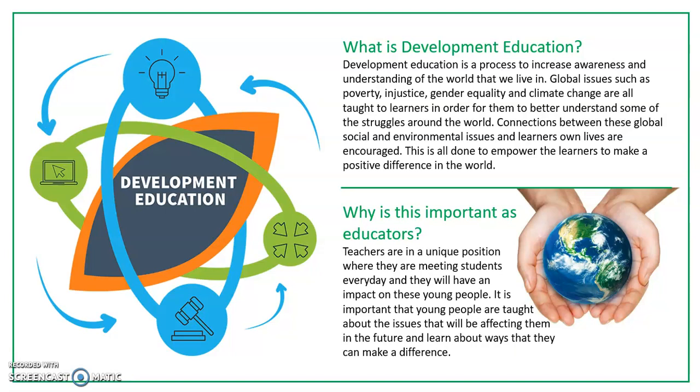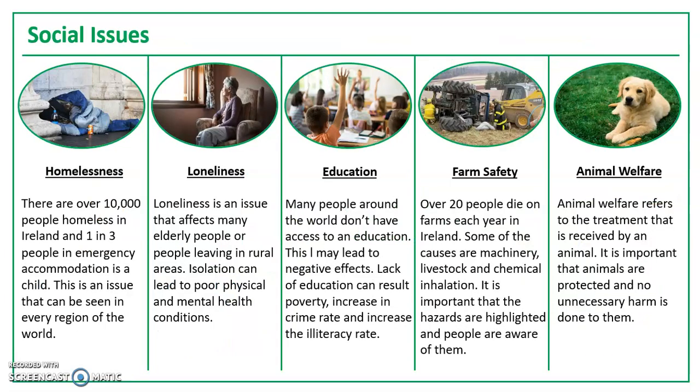So then moving on, we are looking at some of the social issues of development education. I picked out five of the main social issues that you might see in Ireland, like homelessness, especially, which is very important at the moment, especially if you had young people that were in emergency accommodation. Loneliness as well, especially with old people, and how it can obviously lead to poor physical and mental health. And then education, the amount of people around the world that actually aren't getting an education.